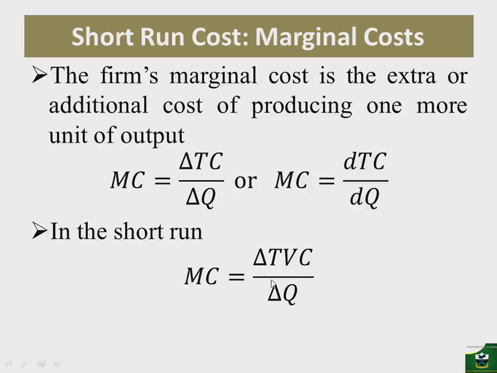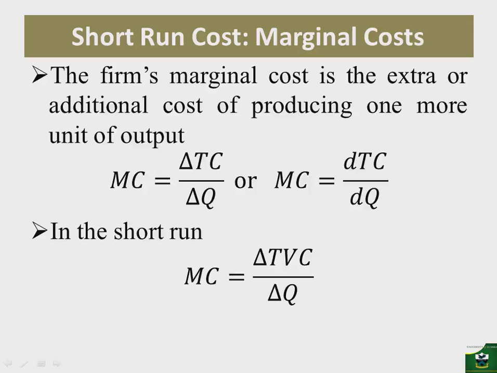Now, by change, if you recall from other units that we've looked at, it means we are measuring TVC2 minus TVC1. So let me do that here. So this is simply to say TVC2 minus TVC1 divided by Q2 minus Q1. So we have our Q2 here minus our Q1. So this is the marginal cost measure.